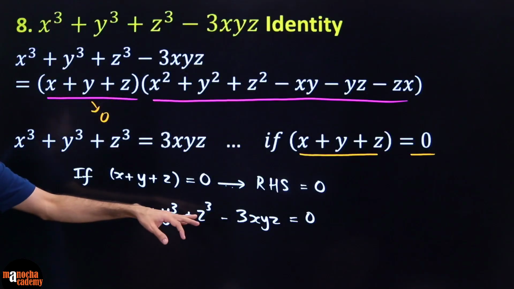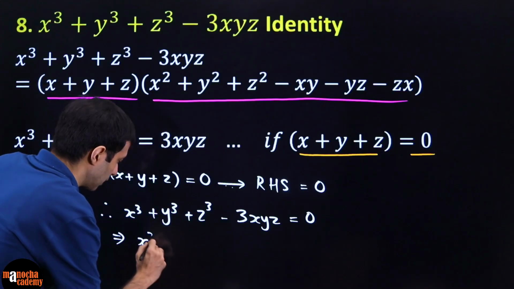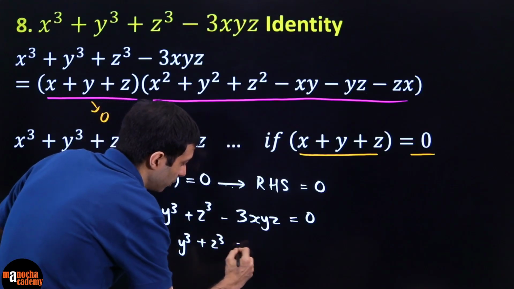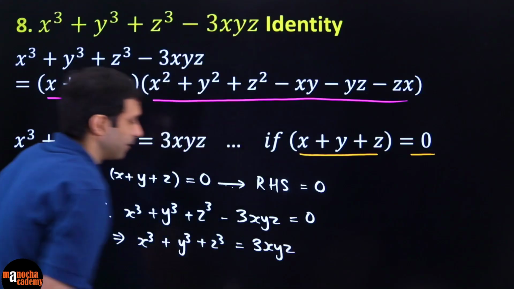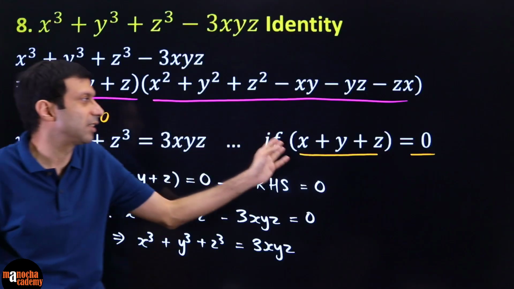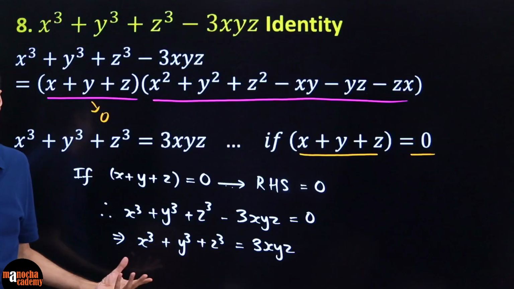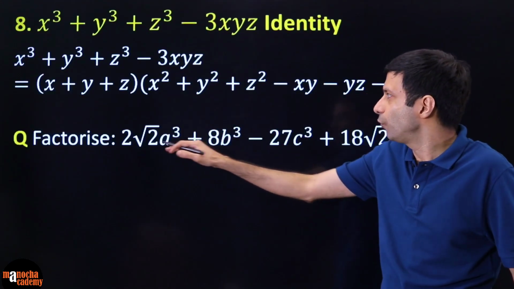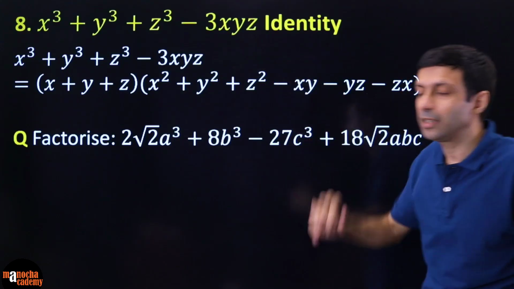If this is equal to 0, we can rearrange this and say x cube plus y cube plus z cube equals 3xyz. This is often used, that's why you should take care. If by chance the sum of these three terms is 0, then you can get a very interesting relation here. Clear? So let's see how we can use this identity to factorize this. This looks like a complicated question, but this identity makes it simple.